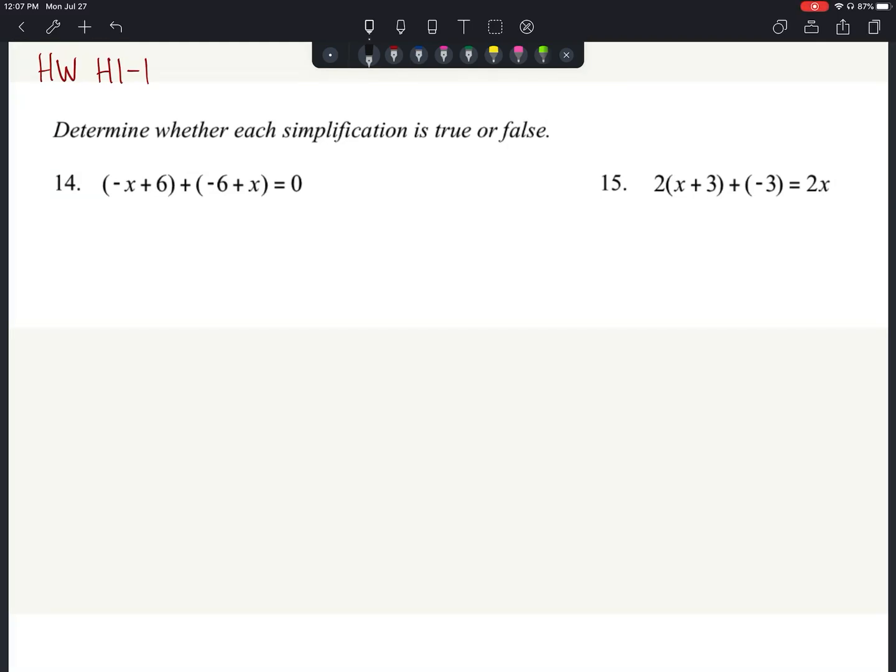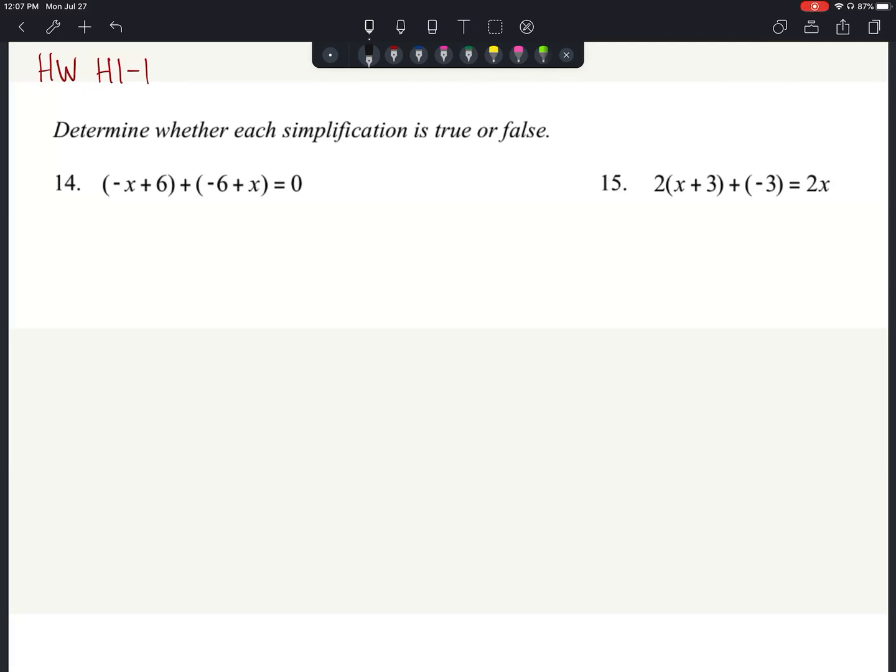Problems 14, 15, 16, and 17 from worksheet H1-1. The directions are to determine whether each simplification is true or false. Looking at 14 here, there's a couple ways you could do this. If you wanted to substitute a value in for x and simplify it, you can do that. I'm going to go ahead and just simplify it with the x in there.